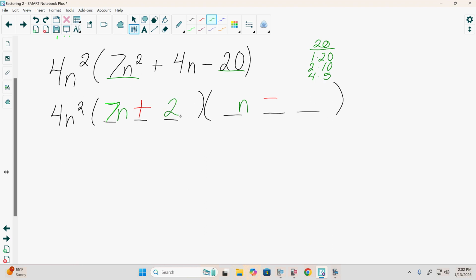And 10. So if we try this here, 7 times negative 10 would be negative 70n. 2 times n would be positive 2n. Negative 70n plus 2n, negative 70 plus 2 would give us negative 68.